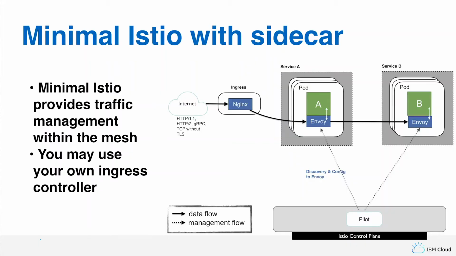You can also run Istio with your existing ingress resource, the ingress resource controller. So if you prefer Nginx, you can always start with that. There's no problem with that. You can run the Envoy sidecar on your services and still get the benefit of the mesh.